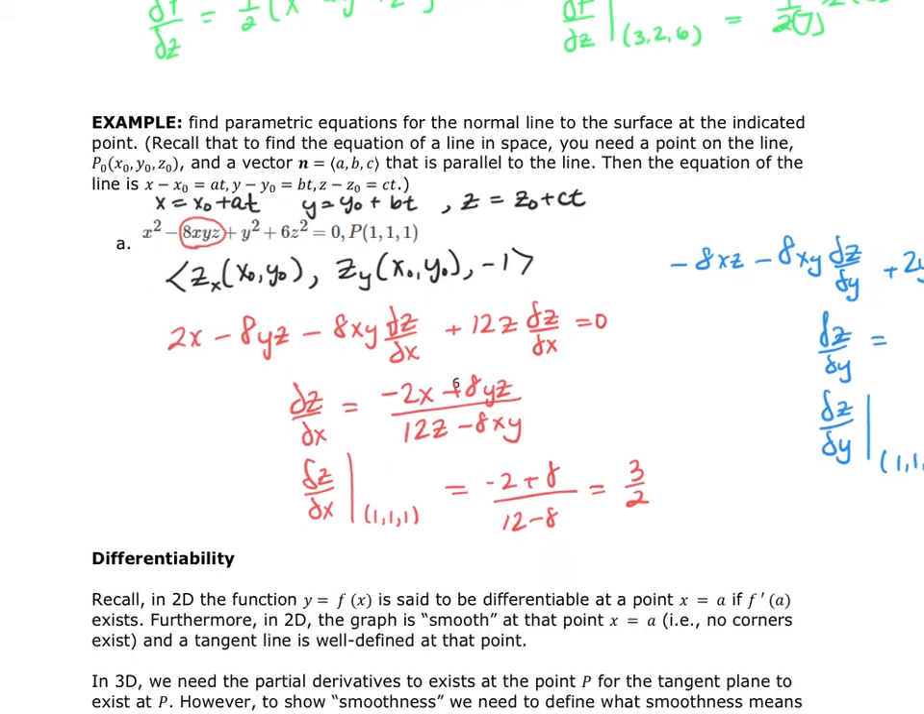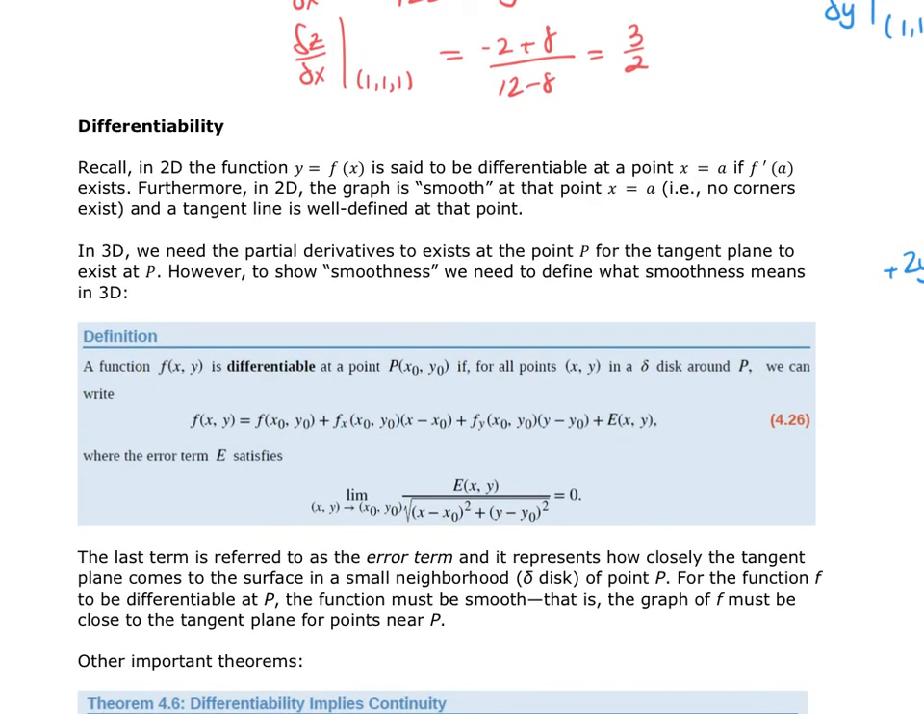Doesn't matter. So let's talk about what it means for it to be differentiable. Now, in 2D, the function is said to be differentiable at the point x is equal to a if f prime of x, the derivative evaluated at a, exists. Furthermore, it has to be continuous, so at x equals a the derivative exists, which means it's continuous, and it has to be a smooth curve, no corners, and the tangent line itself has to be well defined. That means no vertical tangents.